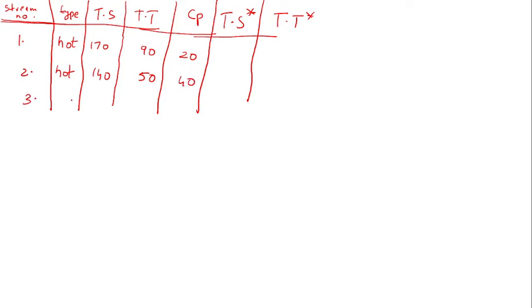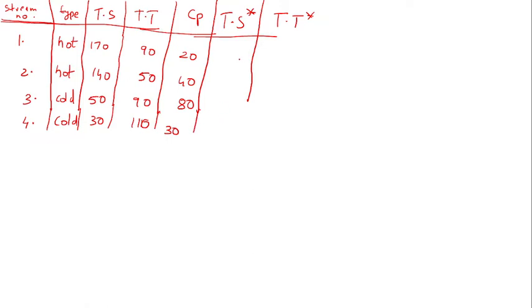Stream 3 is a cold stream, its supply temperature is 50, target temperature is 90, and the Cp value is 80. For stream 4, which is a cold stream, the supply temperature is 30, target temperature is 110, Cp value is 30.